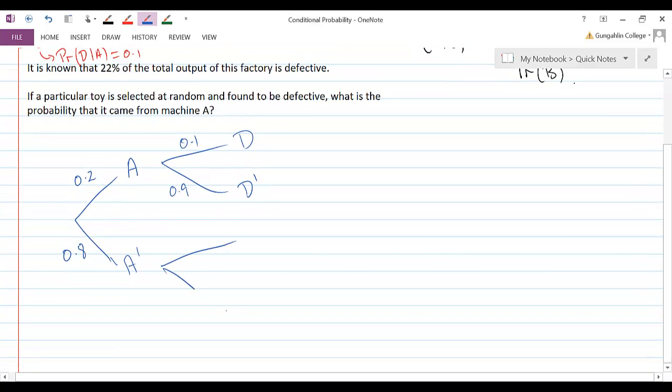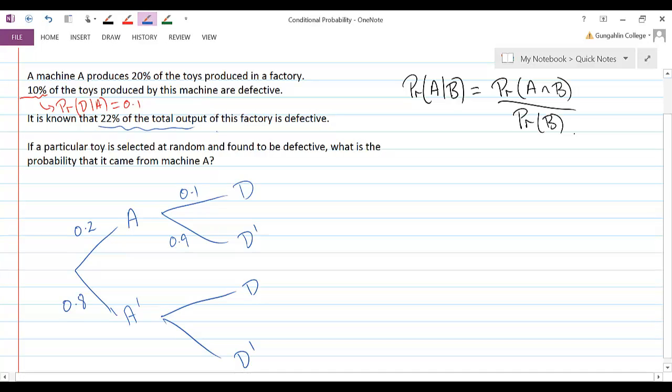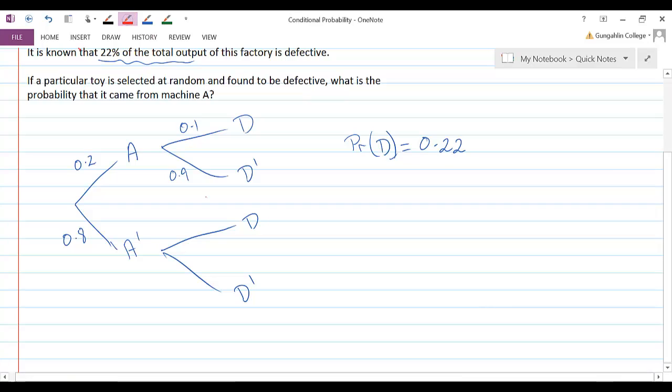Similarly, we don't know anything about the other machines just yet, but either they're going to be defective or not defective. What we are told is that 22% of the total output of the factory are defective. So the probability overall of being defective is equal to 0.22. Now, we're going to have to work a little bit backwards here because we don't know what these probabilities here are.